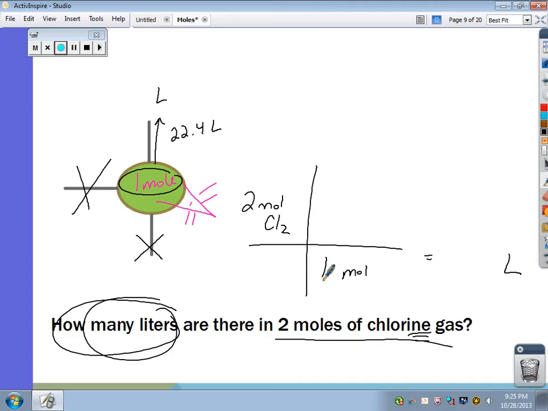So I have 1 mole. I'm leaving that 1 mole. I put liters up top. What do I pass by? 22.4 liters. And 2 times 22.4 is 44.8 liters of chlorine.